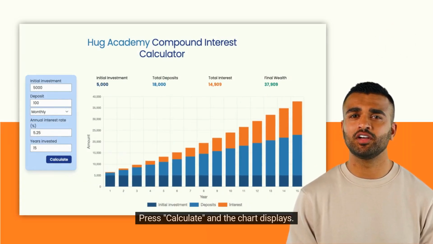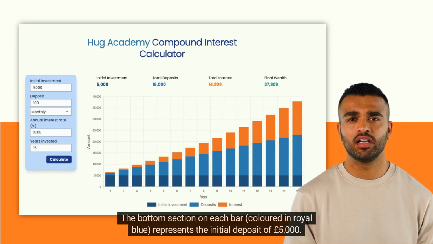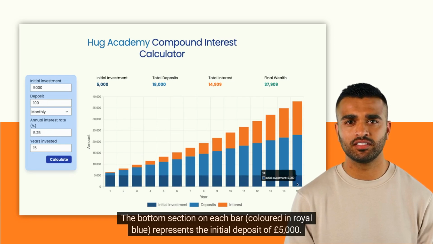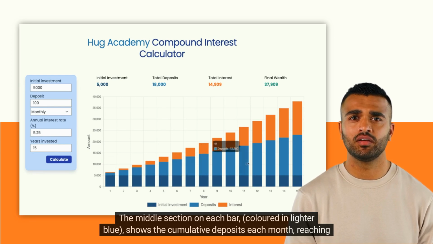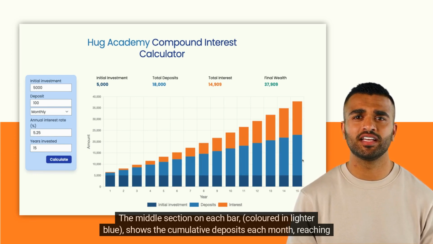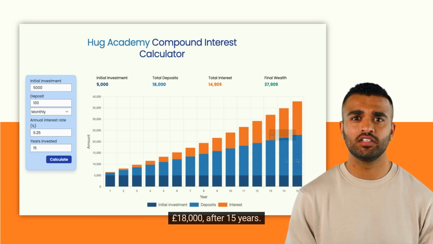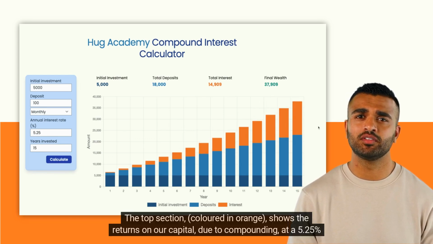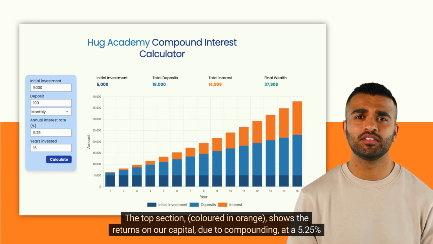Press Calculate and the chart displays. The bottom section on each bar, colored in royal blue, represents the initial deposit of £5,000. The middle section on each bar, colored in lighter blue, shows the cumulative deposits each month, reaching £18,000 after 15 years. The top section, colored in orange, shows the returns on our capital due to compounding at a 5.25% annual rate.